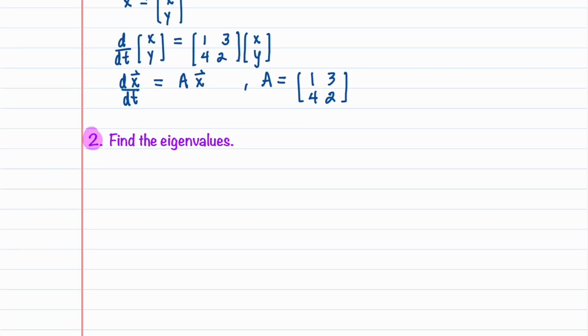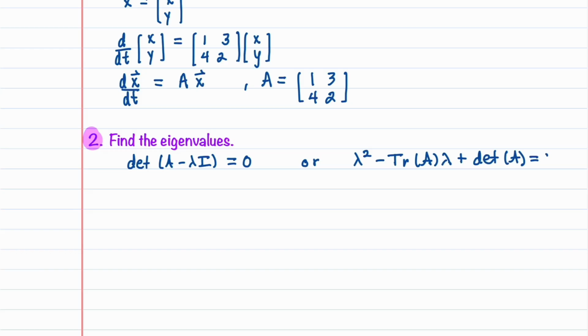The next thing that we want to do is find the eigenvalues. To do this, we need to solve the equation determinant of A minus lambda I is equal to 0. Alternatively, we can solve this equation, lambda squared minus the trace of matrix A times lambda plus the determinant of A is equal to 0. I'm going to solve it both ways so that you can see how each works and then choose the one that's going to work best for you.